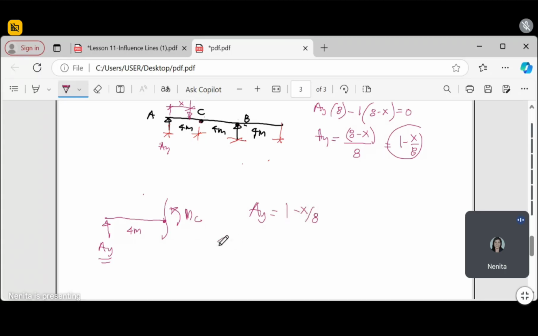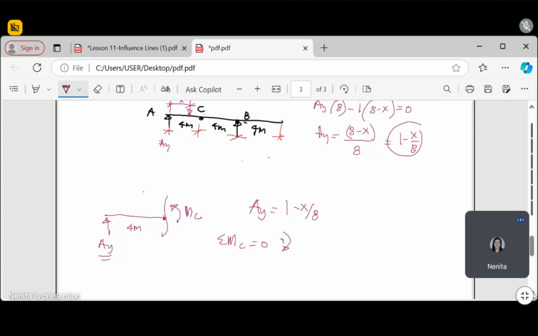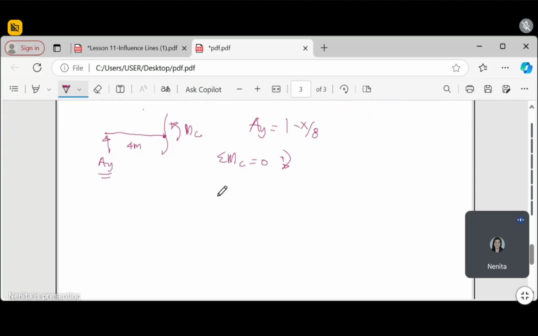So, moment tayo. Summation of moment at point C is equal to 0. Therefore, we have AY times 4 minus MC is equal to 0. So, ang ating MC is 4AY. Is it correct, class? Opo.